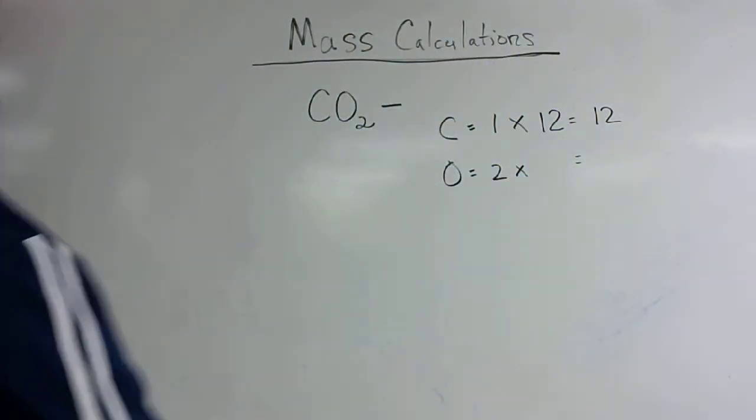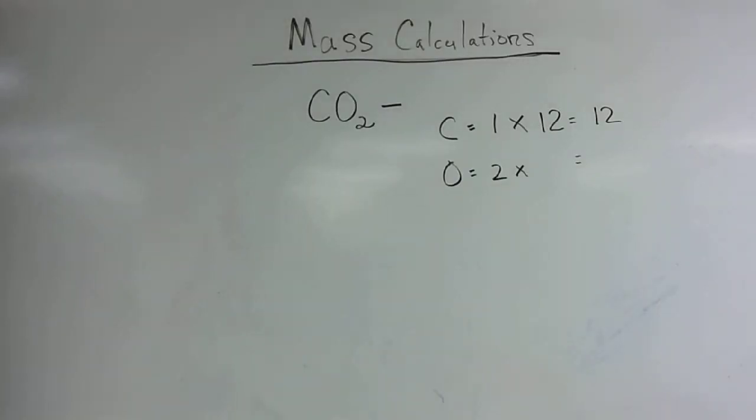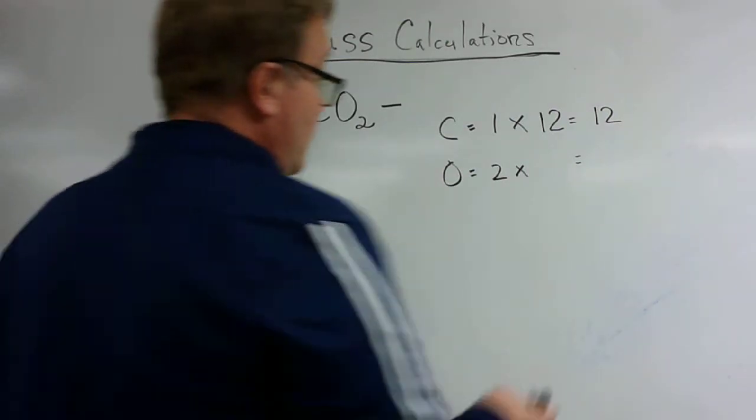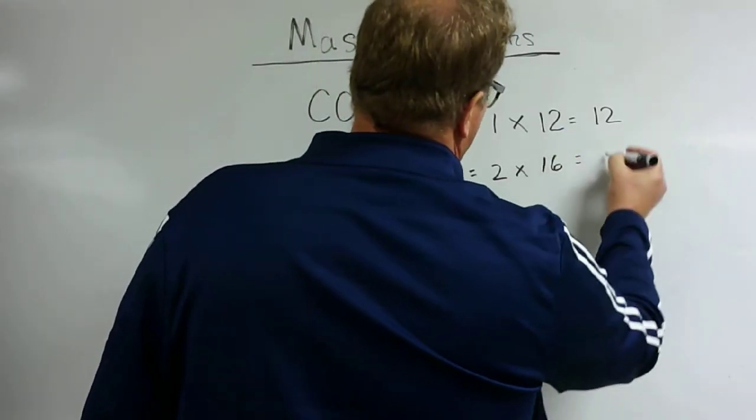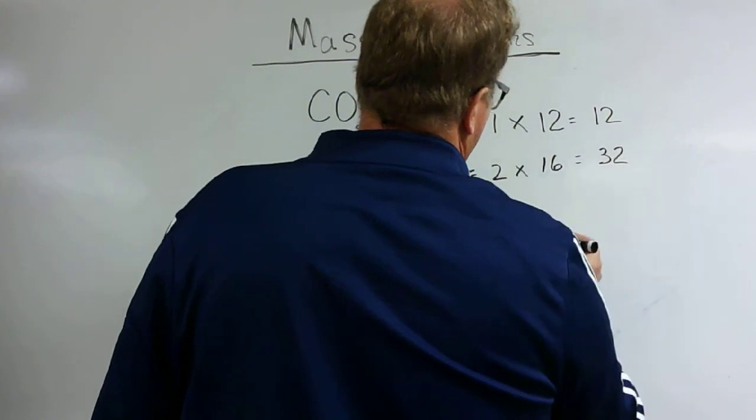Now the other one is oxygen. Mass is going to be 15.999. So I'm going to have 15.999 as my mass. I'm going to round that to 16. And that's going to be 32.